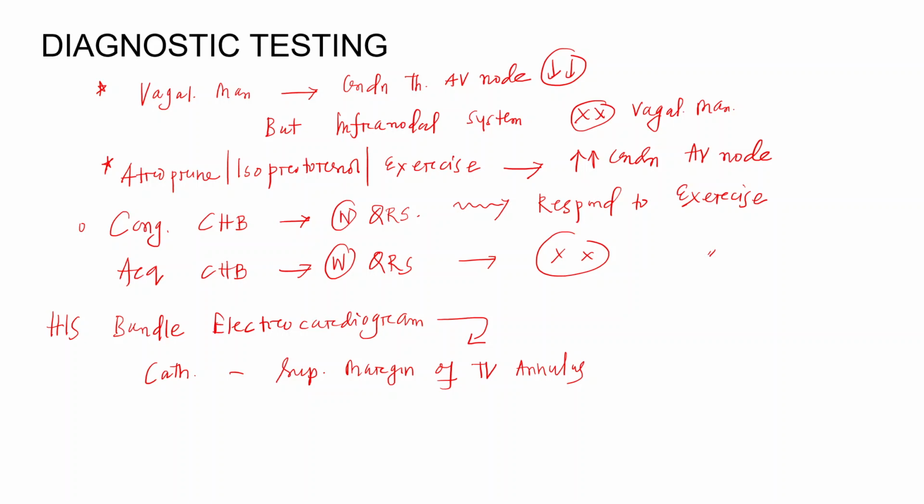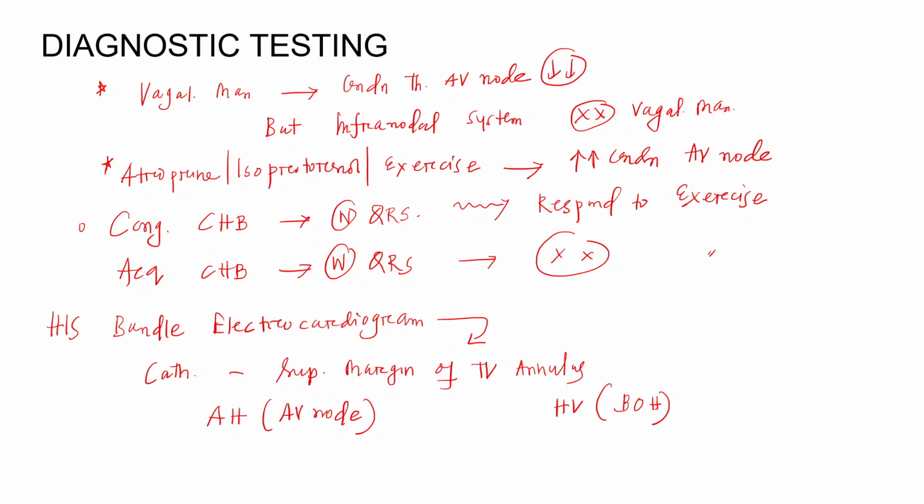His bundle electrocardiogram. This has two components. One is the AH interval, another one is the HV interval. AH means from atrium to the bundle of His, so this includes the conduction through the AV node. HV interval means the conduction from bundle of His to the first ventricular response. So this is actually telling us about the conduction through the bundle of His.